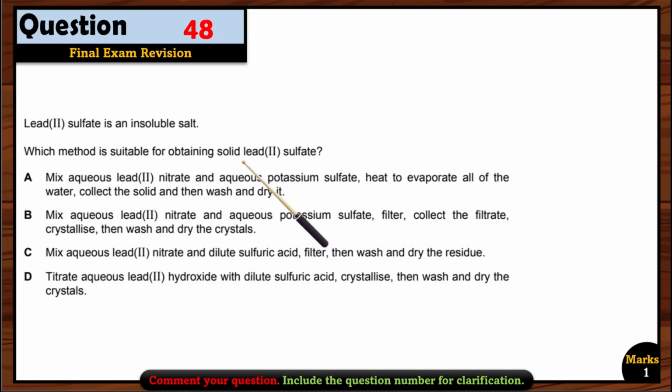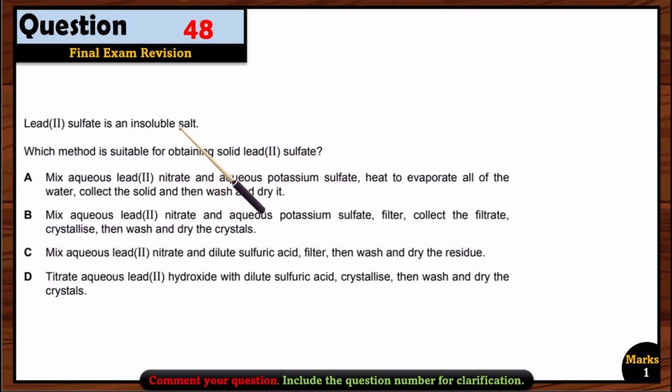Again, if our product is insoluble, then both the reactants should be soluble ones. So we have to see if all of them are soluble or not. Aqueous lead nitrate, yes, they are soluble, and this one also soluble. Okay, now let's see one by one each method. So first we have mix it, right? Yeah, right. Then heat to evaporate.